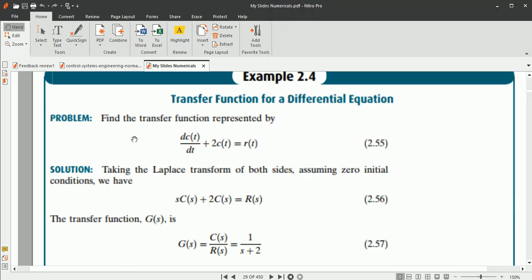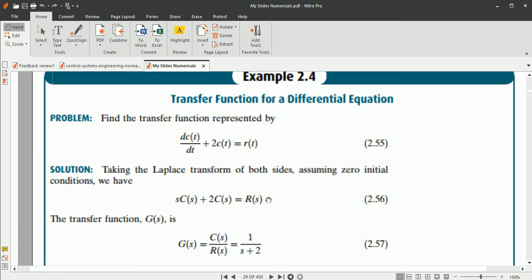You have been given this differential equation, and the symbols are confusing you. Here C is basically y and r is basically x. If you take the Laplace transform, you get s into C of s, plus 2 into C of s, equal to r of t, which becomes r of s. Now take C of s common: s plus 2 into C of s is equal to r of s.